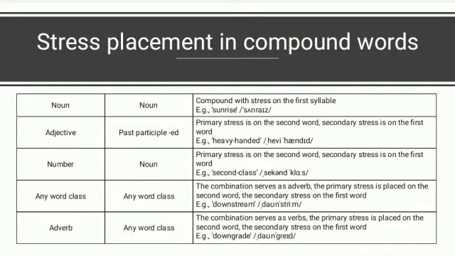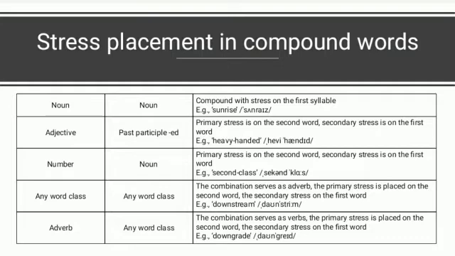Okay, let's move on to the stress placement in compound words. There are several types of compound words here. The first type is the most familiar type of compound. It combines two nouns and normally has the stress on the first element or the first syllable. For example, in the word sunrise, the stress is on the first syllable, sun. Another example is the word typewriter, so the stress is on the first element, type.